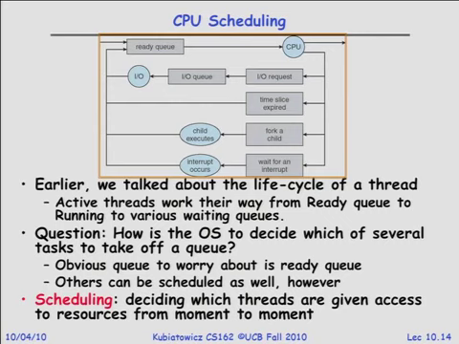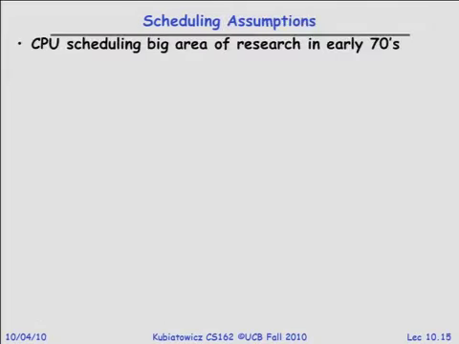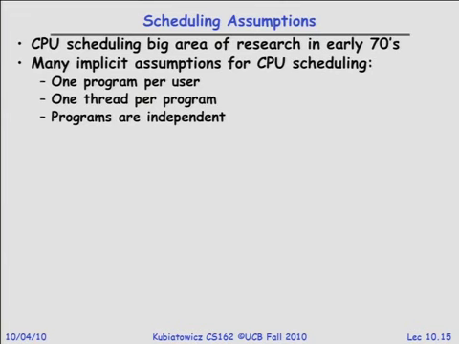So what are some assumptions? Scheduling was a big area in the 70s. It probably would have taken up a big chunk of this class, but fortunately for you, it's going to be a class and a half. The interesting thing is there are many implicit assumptions when you start talking about scheduling. For instance, one set of assumptions that often comes up is that there's only one program per user, only one thread per program, and programs are completely independent of each other.